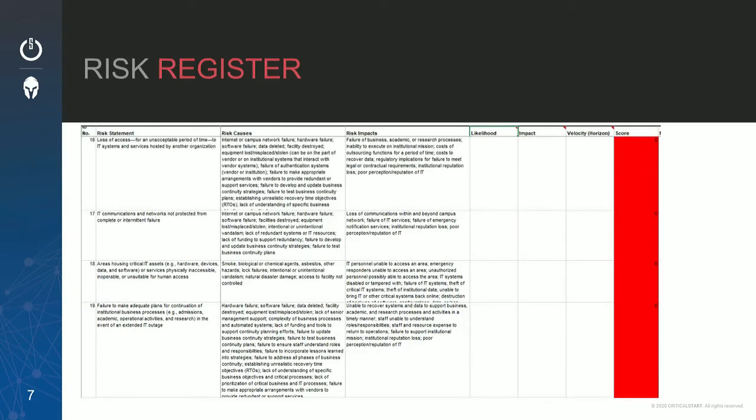Outside of that, we also need to discuss the risk register when we're talking about our risk management, our risk policy. So a lot of people are really confused about what a risk register really is, and they tend to kind of overthink it.